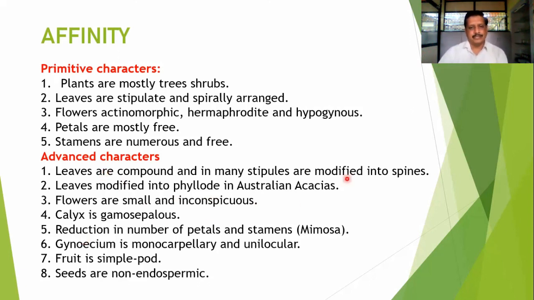Reduction in the number of petals and stamens, where we can find stamen numbers are only 4 in Mimosa, so a reduction has taken place. Advanced character is there. Gynoecium is monocarpellary and unilocular, because the primitive character is polycarpellary apocarpous ovaries. So here you can find monocarpellary and unilocular ovary. So it is again an advanced character in the family.